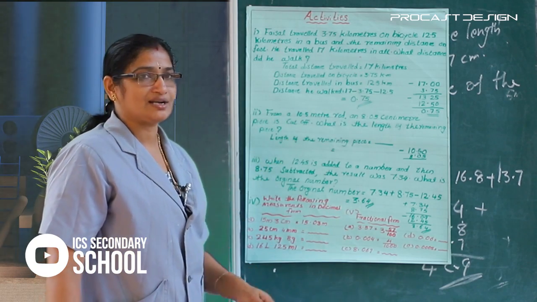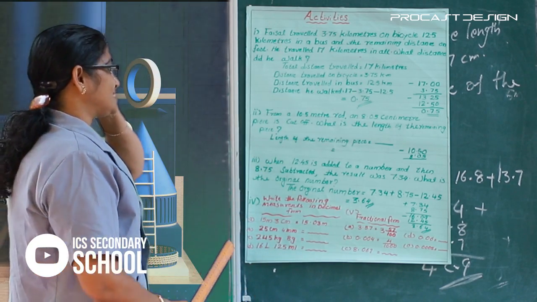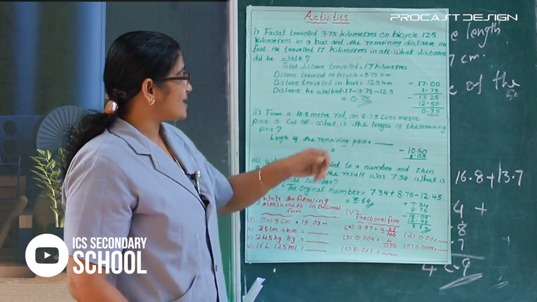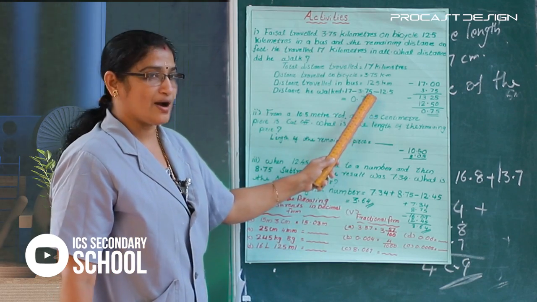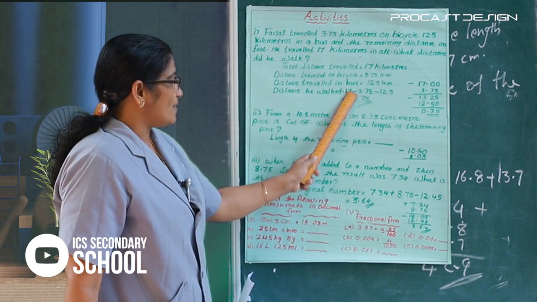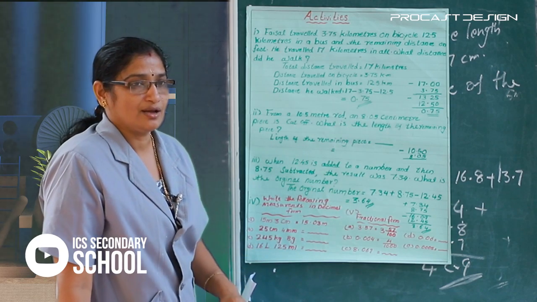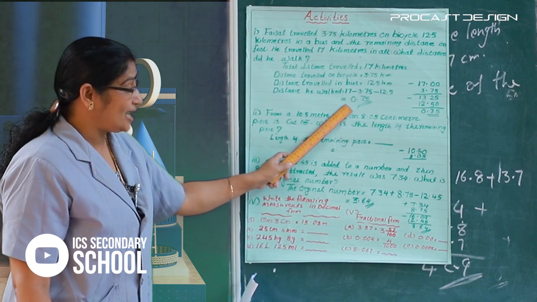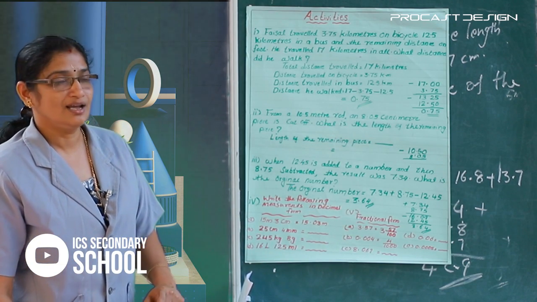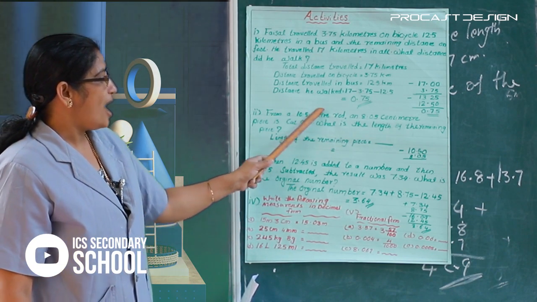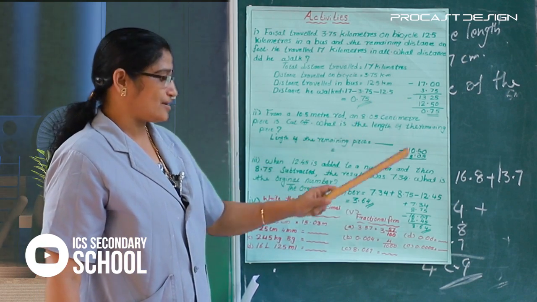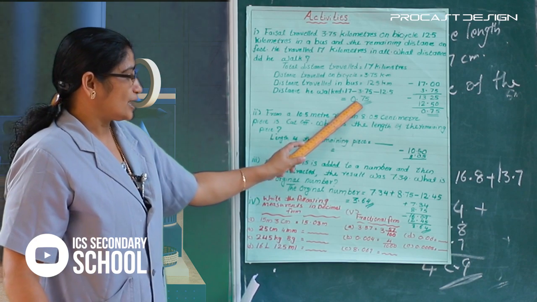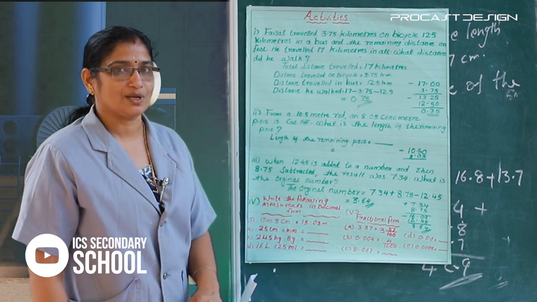Total distance travelled is 17 kilometer. Distance travelled on bicycle is 3.75 kilometer. Distance travelled in bus is 12.5 kilometer. Distance he walked is 17 minus 3.75 kilometer and 12.5 kilometer, and in total he walked 0.75.